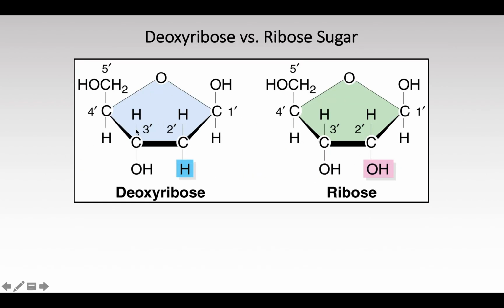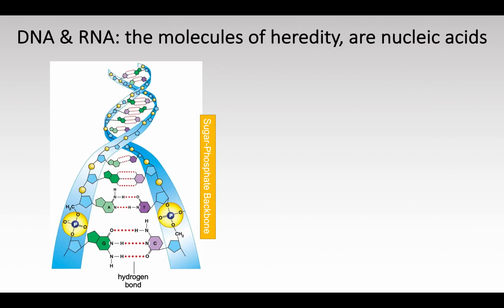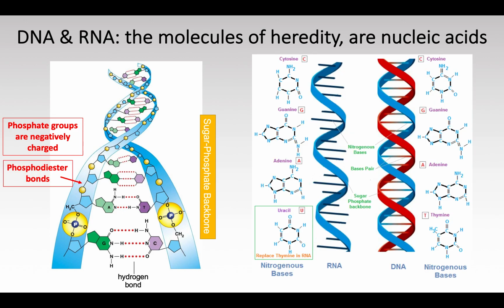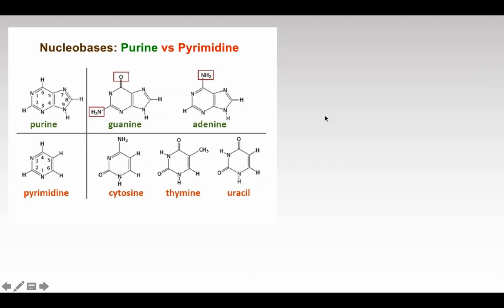The big difference between DNA and RNA has to do with the sugar involved. Deoxyribose has a lack of an oxygen on that 2' carbon, whereas ribose has an OH. These are molecules of heredity, and remember, phosphate backbone held together by phosphodiester bonds. Those are highly negative, making the DNA molecule negative, held together by these hydrogen bonds of the bases.